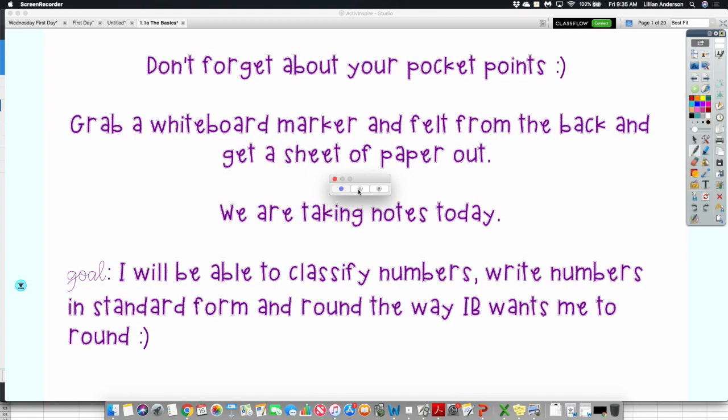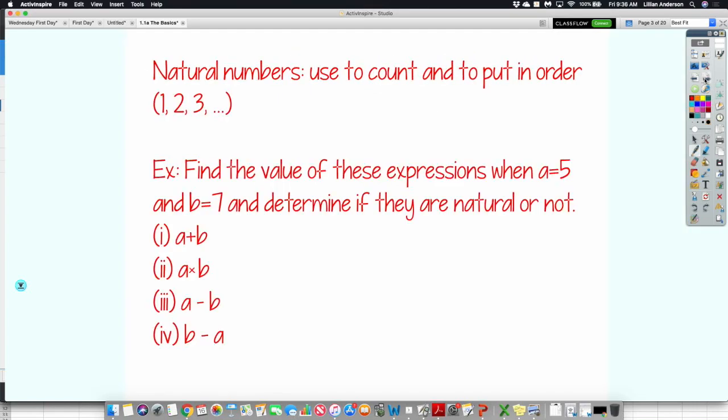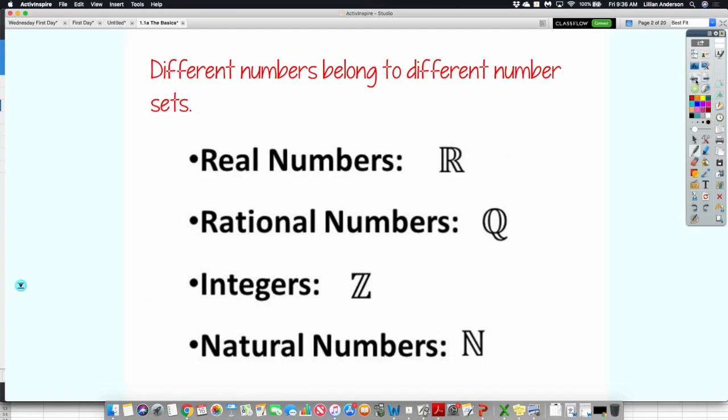So let's start off with our classifying numbers. Like I said, this might be a review from pre-cal or maybe even algebra 2. Different numbers belong to different sets. These are the four, really and truly, that you need to know from an IB standpoint.